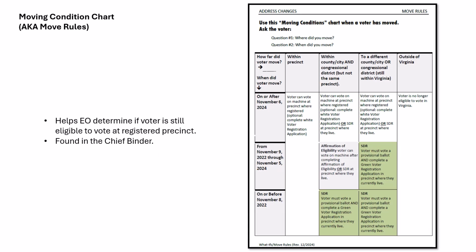The moving conditions chart isn't a new tool, but its importance has grown since the introduction of same-day registration, SDR. You'll find this chart in your chief binder. The row headers on the chart represent different date ranges for when the voter moved, while the column headers indicate how far they moved. By answering these two key questions, you can use the chart, just like a multiplication table, to determine the voter's eligibility. Now let's move on to step 1.